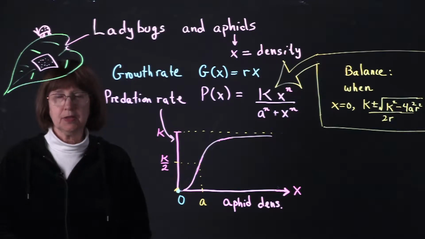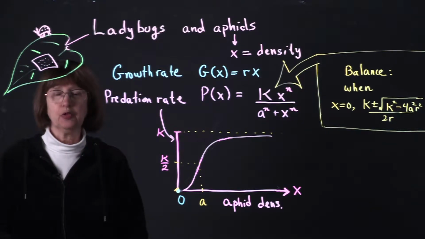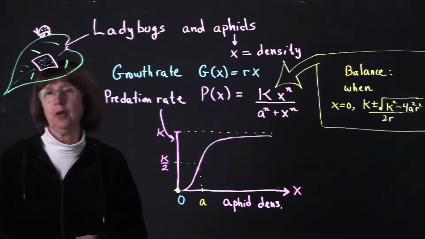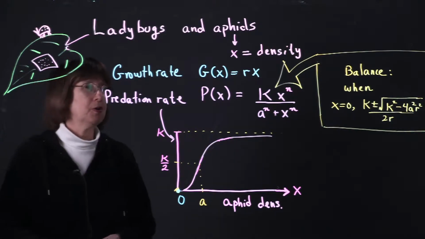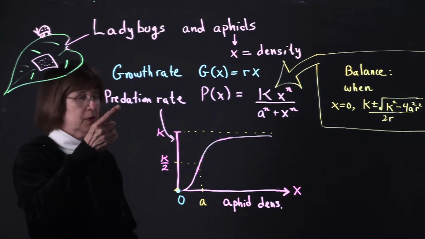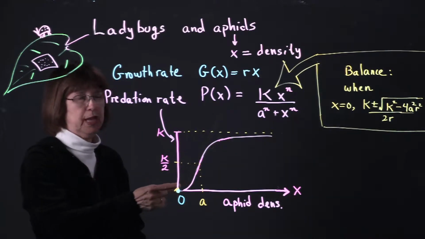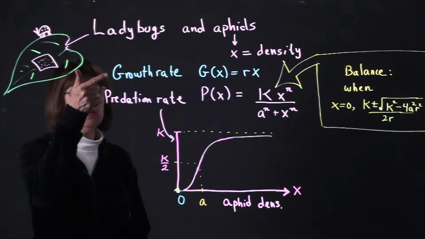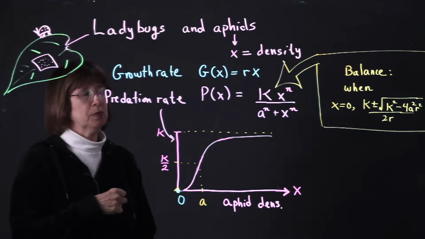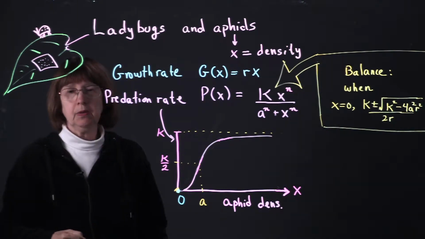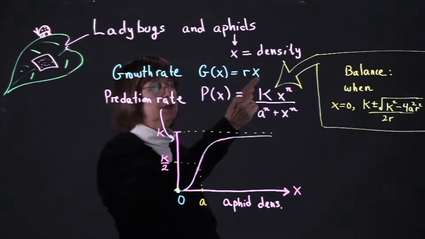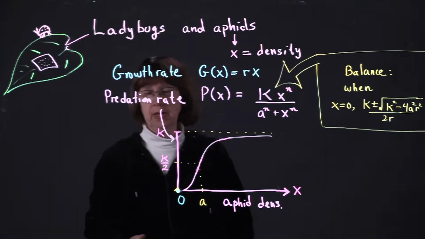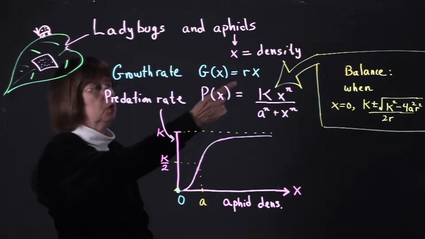We can understand the solution that we've arrived at algebraically also using the following geometric or graphical argument. We've drawn here the curve that represents the predation rate of the aphids by the ladybugs. Let's also superimpose on the same graph the growth rate, which is simply a linear function, a straight line that goes through the origin with slope r.